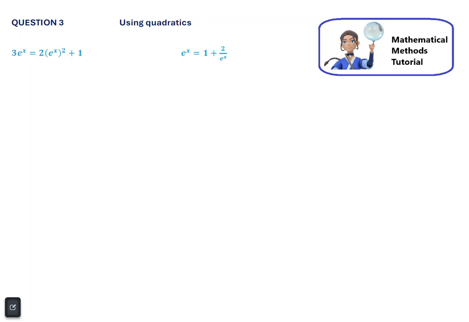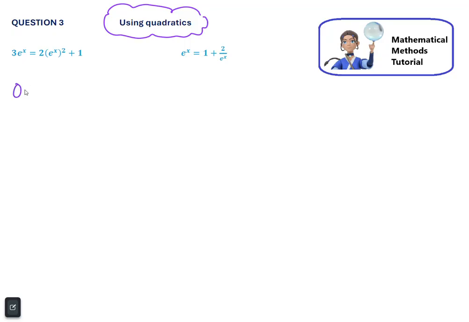Okay, so in this third method, we are using quadratics. Going to recognise a quadratic trinomial and use quadratic factorisation or the quadratic formula to come up with a solution. So I can see here that I've got 3 times e to the x equals 2 lots of e to the x squared plus 1.